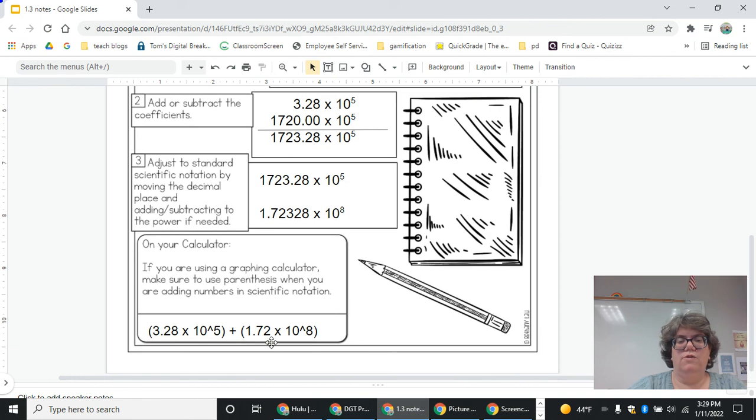One word of note, if you're using a graphing calculator, make sure you put in parentheses if you're doing this calculation on your calculator, or you will get the wrong number.